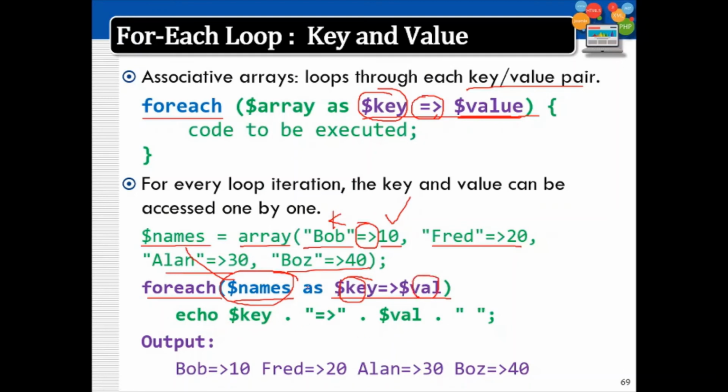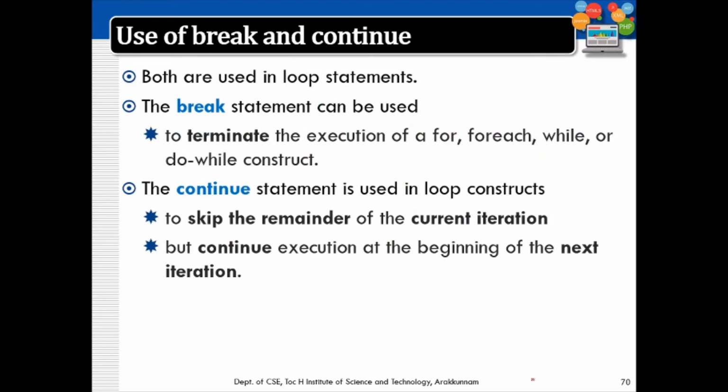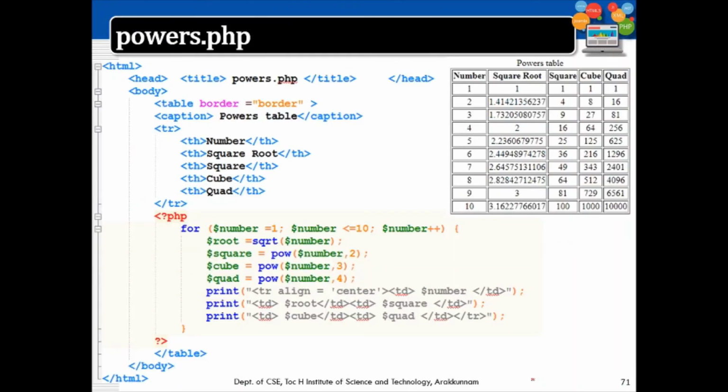So first iteration, key will be Bob and value will be 10. For the second iteration, key will be Fred and value will be 20. Here I have not given any BR statement. So all these will be displayed in a single line. This is how you use the foreach statement for an associative array. Break and continue, I have already told. Break will terminate execution of the loop itself. Continue will skip the remainder of the current iteration, and it will go on with the next iteration. It will not exit from the loop as such.